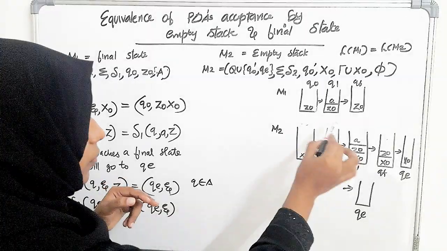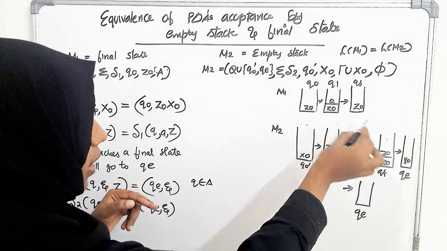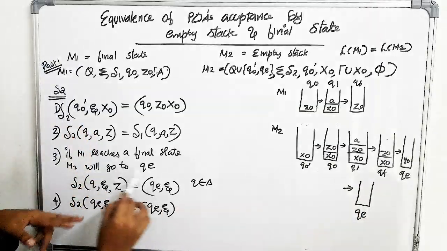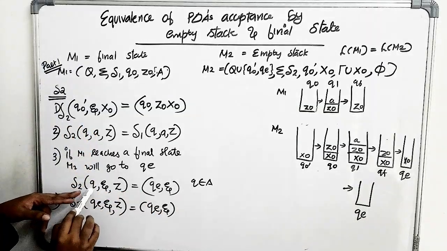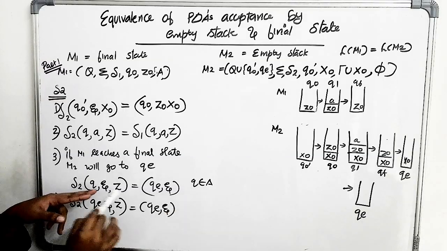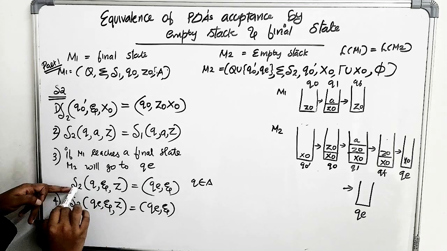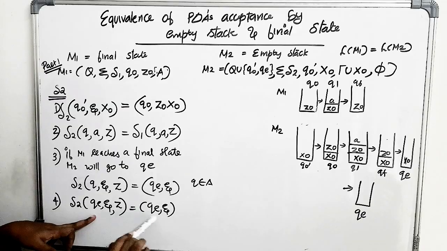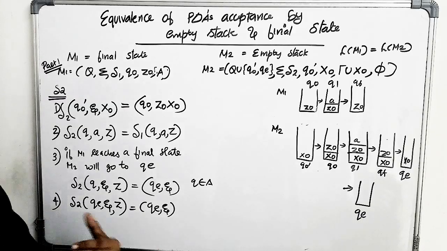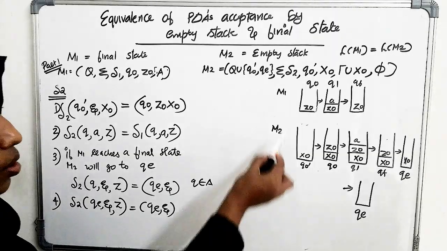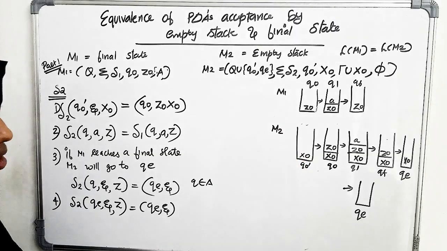Now when M1 reaches a final state, M2 goes to a state QE, which is the erasing state. That is, when M1 is in state Q, which is in the set of accepting states, M2 goes to the state QE, and at QE it keeps on erasing all the symbols in the stack. That is, it is emptying the stack. So M1 and M2 simulate the same things.